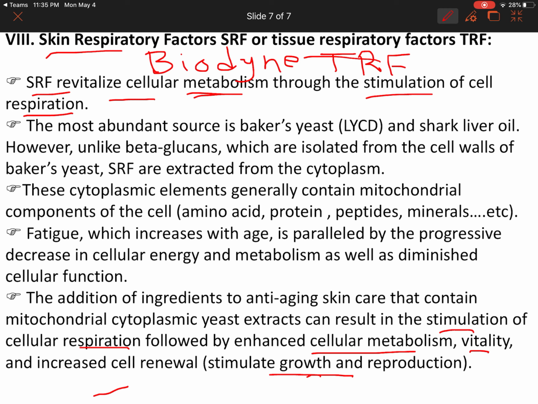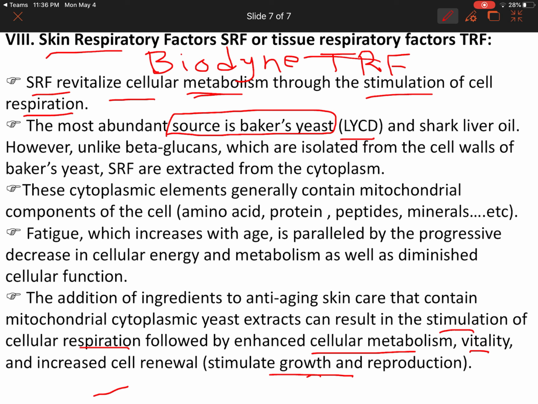Let's see from where we can get this skin respiratory factor. The most abundant source is baker's yeast. You remember in the previous slide the example we called beta glucan, we said it also came from baker's yeast, but from where? From the cell wall or cell membrane. But skin respiratory factor is also derived from baker's yeast, as a live yeast cell derivative. LYCD stands for live yeast cell derivative. This is extracted from heated yeast cells.